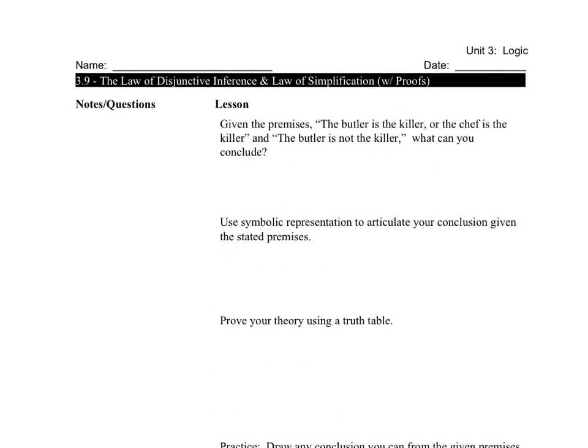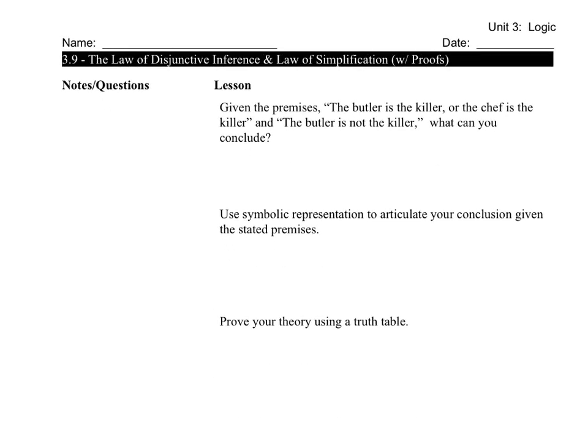So I'm going to ask you here to answer this first question. Given the premises the butler is the killer, or the chef is the killer, and also the butler is not the killer, what can you conclude? Go ahead and read these two statements, which are both true statements, and tell me what you could conclude from that in words.